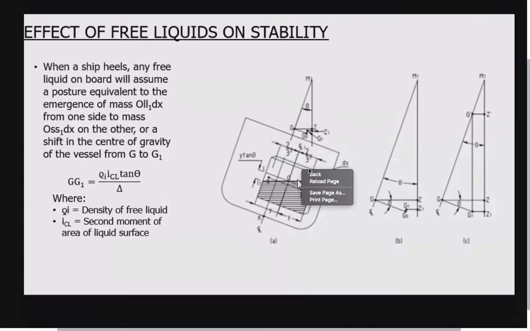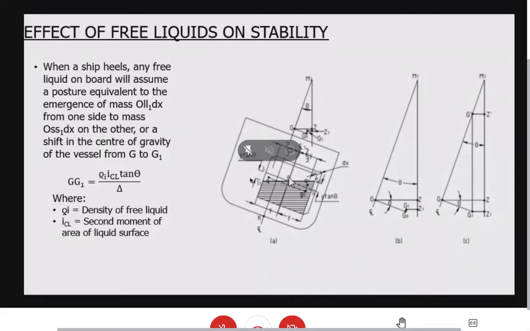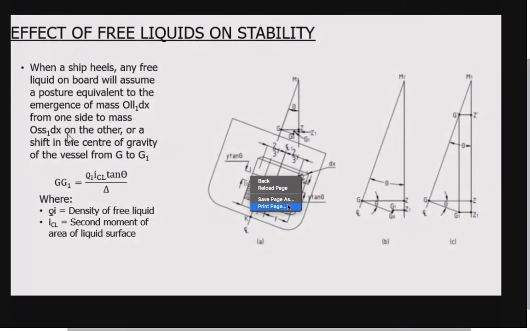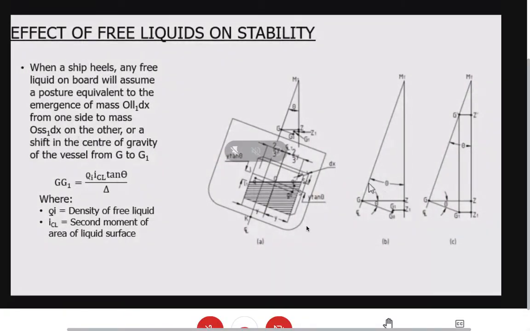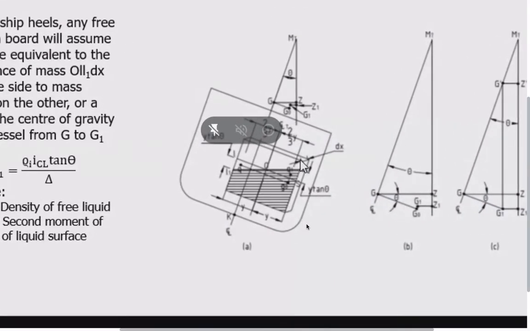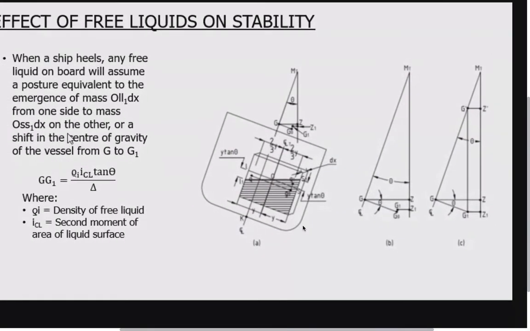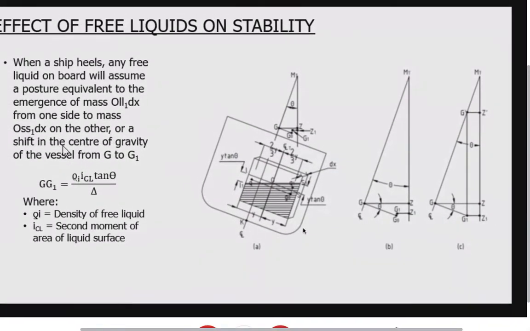A triangle here. And there has also been another triangle being from here, and it has changed. We are trying to integrate this. So on the order of a shift in the center of gravity of the vessel from J to J1.